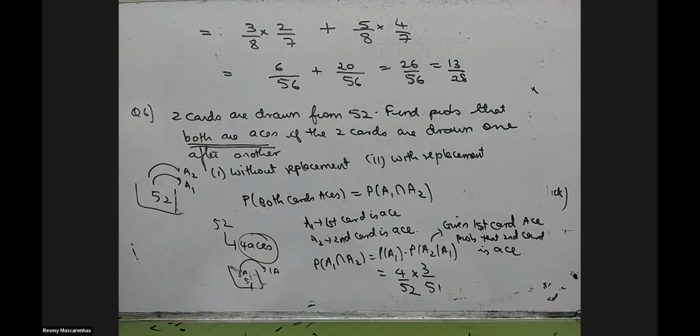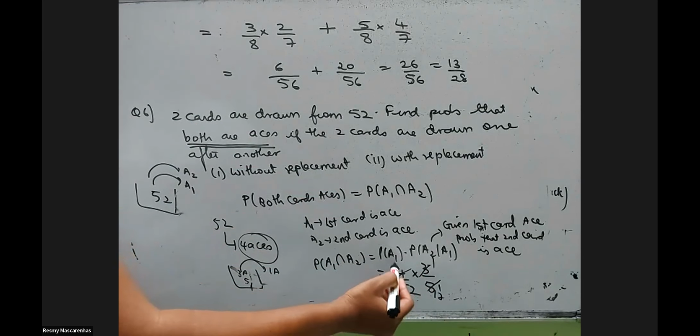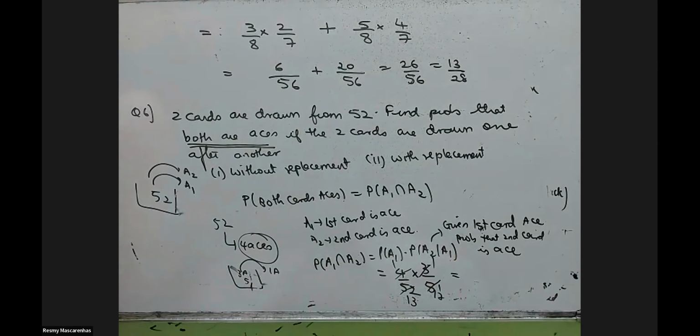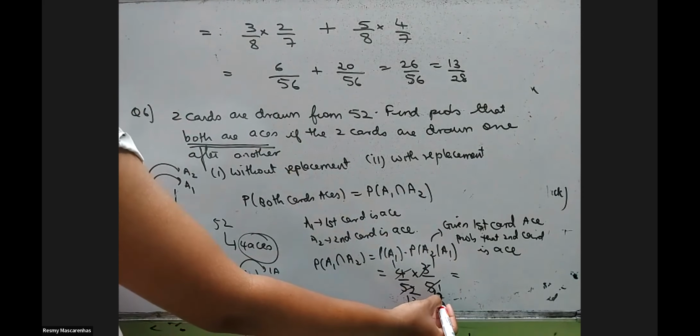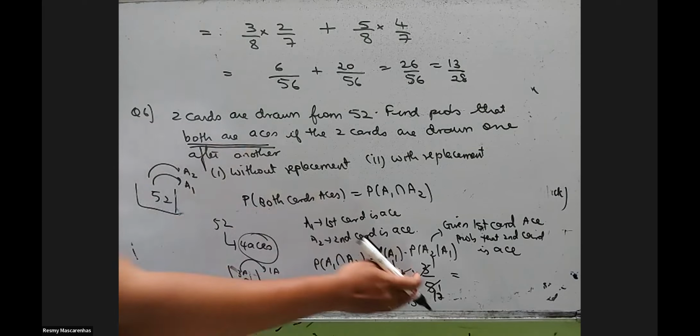Calculate and write your answer. It is 1 upon 169... this 13... 1 upon 13 into, so that will be 1 upon 221.